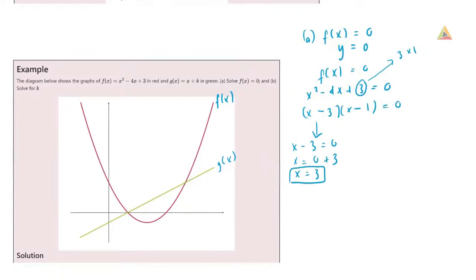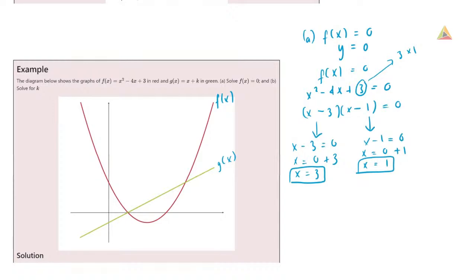So x is 3, and then x minus 1. We say x minus 1 is equal to 0, so x is equal to 0 plus 1, so x is equal to 1. That's my other solution. So x is 1 and x is 3 on the graph. Now, next part of the question, so that was part A.